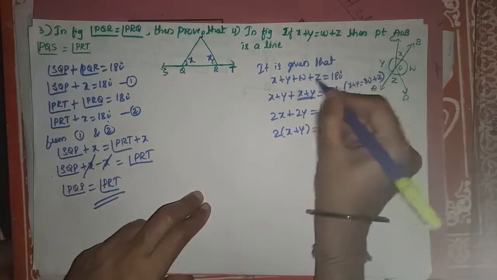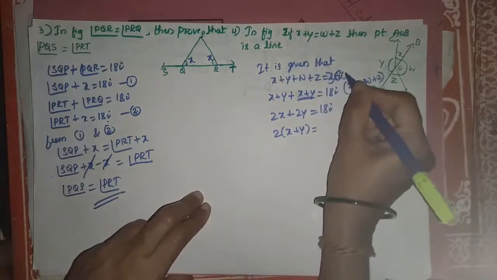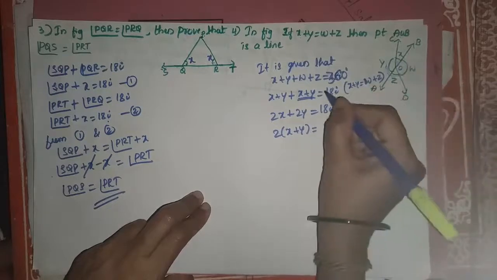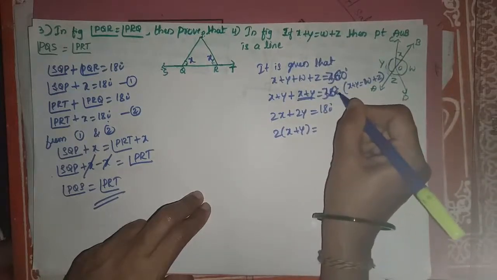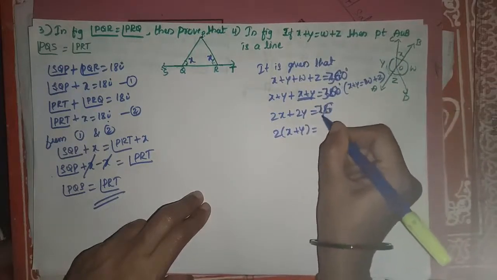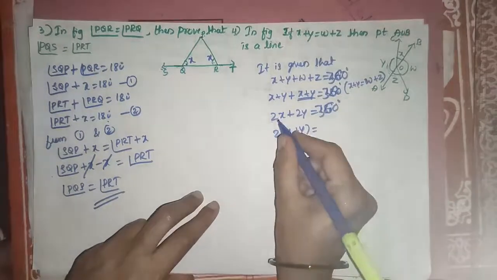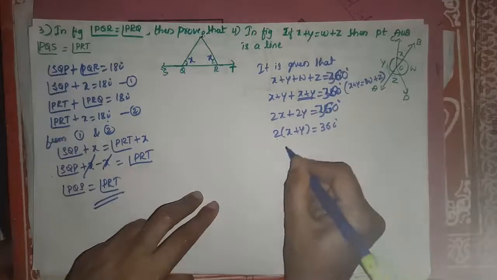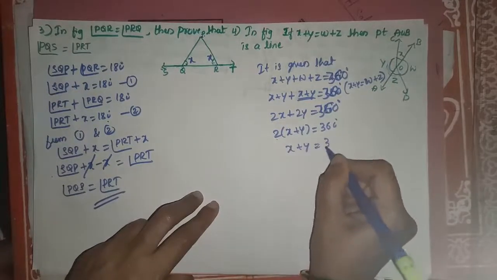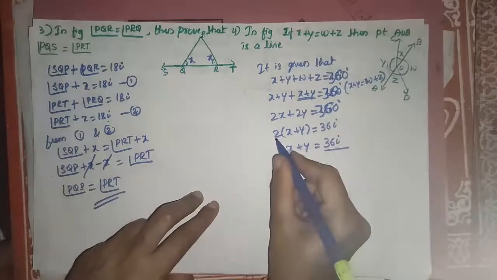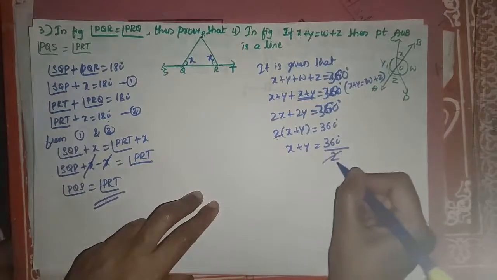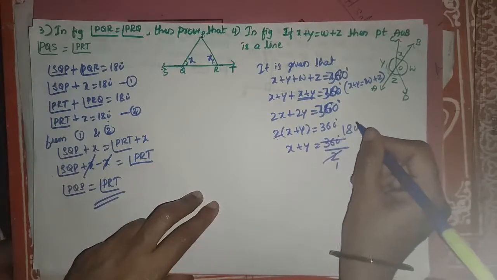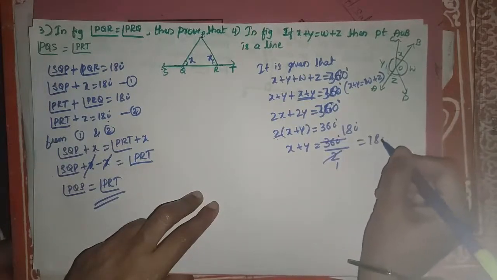sorry, this is not 180, this is 360 degree. Okay, this is a circle here. Sorry, this is 360 degree. So now here 2 is common, then 360 degree. X plus Y equals to 360 divided by 2. This is 180. Here X plus Y is equal to 180.